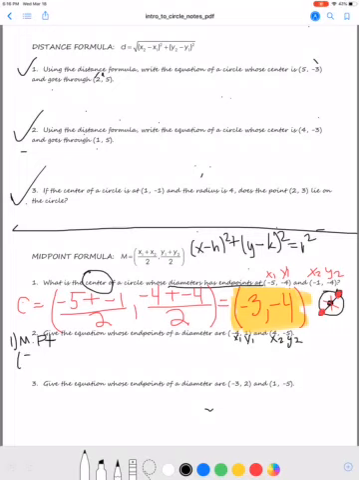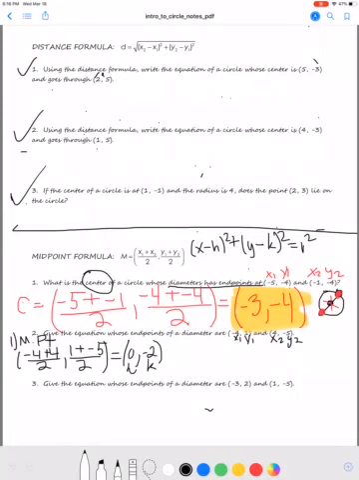So -4 plus 4 over 2, comma, 1 plus -5 over 2, which gets me -4 plus 4 is 0, 0 divided by 2, 0 divided by anything is going to be 0, comma, 1 plus -5 is -4, -4 divided by 2 is -2. So 0, comma, -2. Keep in mind from before, that midpoint is my center, my h and my k.